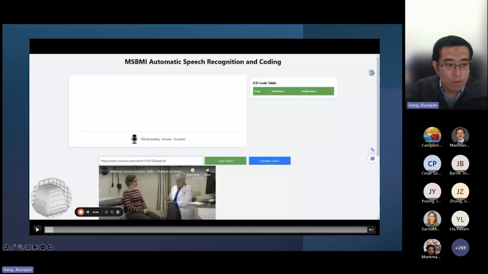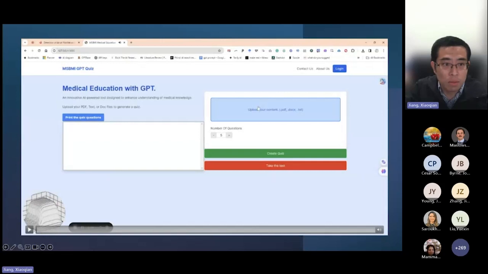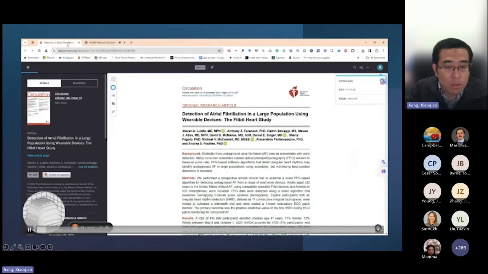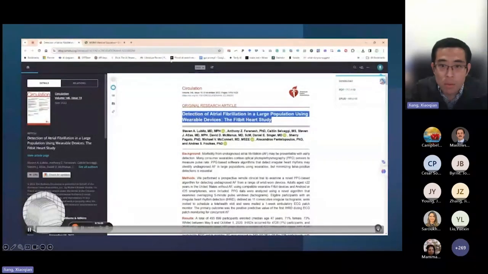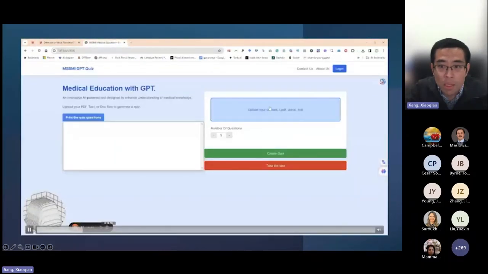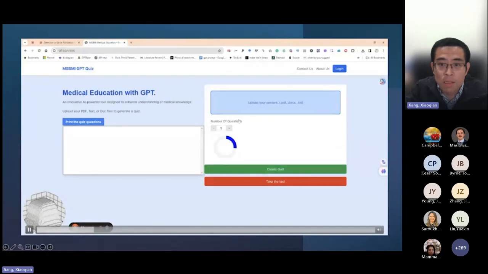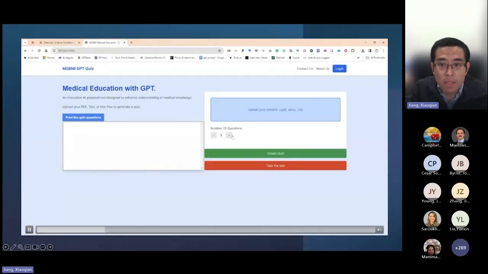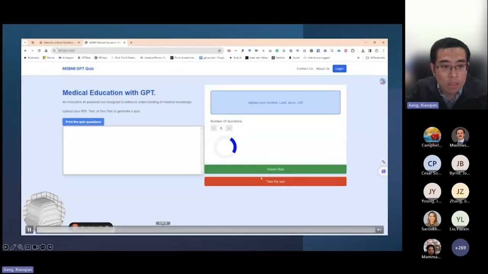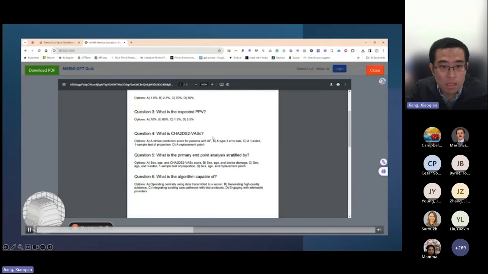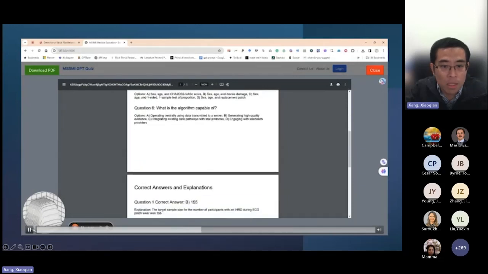Okay, so this is for automatic speech recognition and ICD code coding in real time. A second demo I'm going to show you is that we can also use GPT models to digest the latest guidance and then use that to generate a quiz. For example, I obtained a PDF file and let the GPT model acquire information from this document and then generate questions for a short quiz. You can see that the model is retrieving, and after it finishes, it generates a question with the correct answer and explanation.